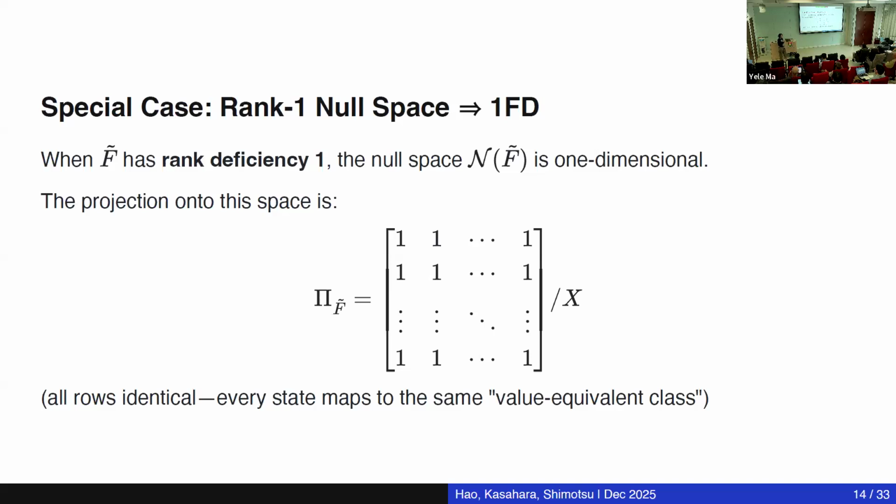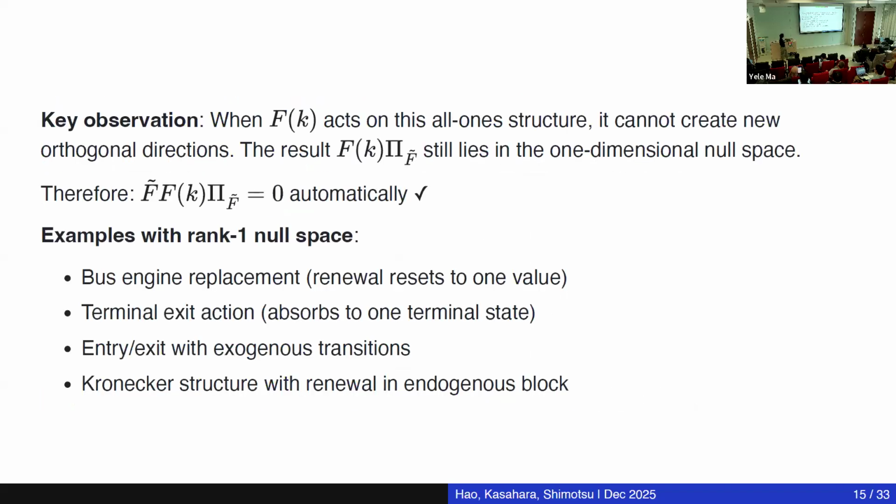And we'll show that as long as the endogenous part of the Markovian transition matrix can be written as a matrix of one rank deficiency, then one-period finite dependence also holds. But there's a violation if you have a different structure than that. Okay, so I hope I convinced you that many of these bus engine replacement models and terminal exit action models without exogenous states also fall into that.